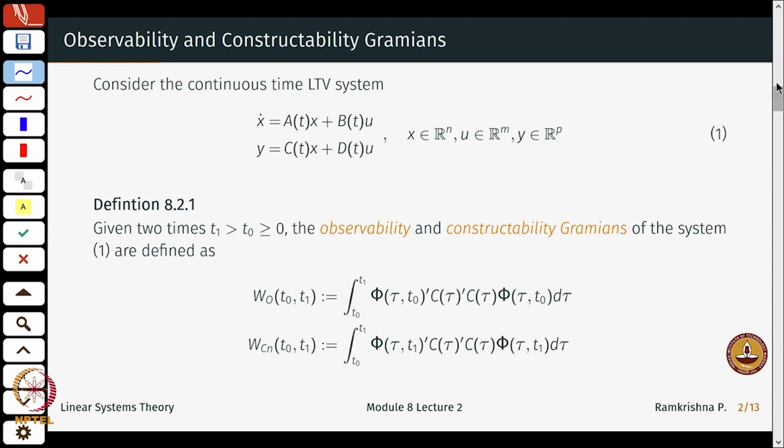So I start with a general LTV system. Of course, we will start with the continuous time formulation. Given two times T1 and T0, the observability and the constructability Gramians are defined in the following way. They depend on the state transition matrix and the output matrix C. Similarly, for the constructability Gramian, it just depends on the way it is defined with respect to T0 and with respect to T1.